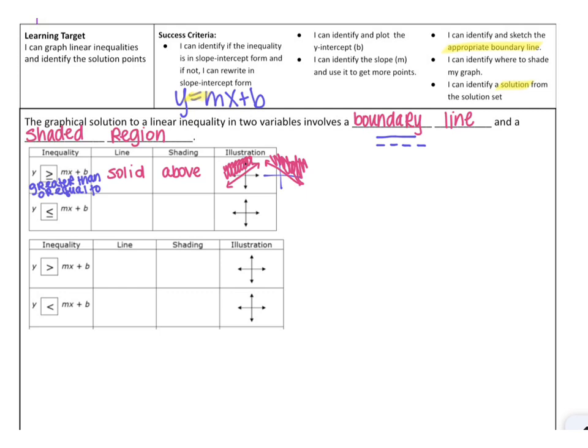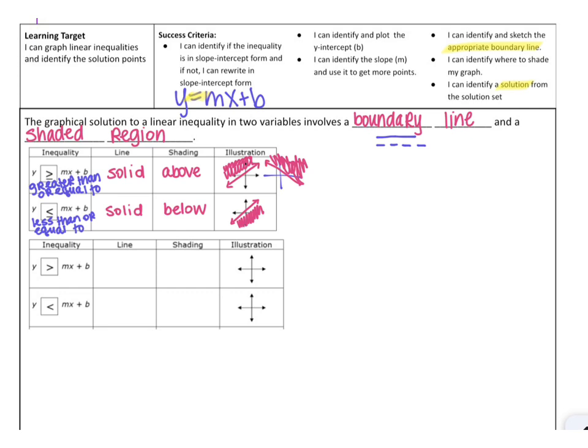Let's look at this next one. It says y is less than or equal to mx plus b. That's what that inequality symbol means. Because it's still equal to, it's still going to be a solid line, but this time the shading is going to happen below. So let's say we have that same line. Now the shading is going to happen below the line, but it's still a solid line. And likewise, if we had a line with a negative slope, below would have just been on the left-hand side or the bottom side of that.